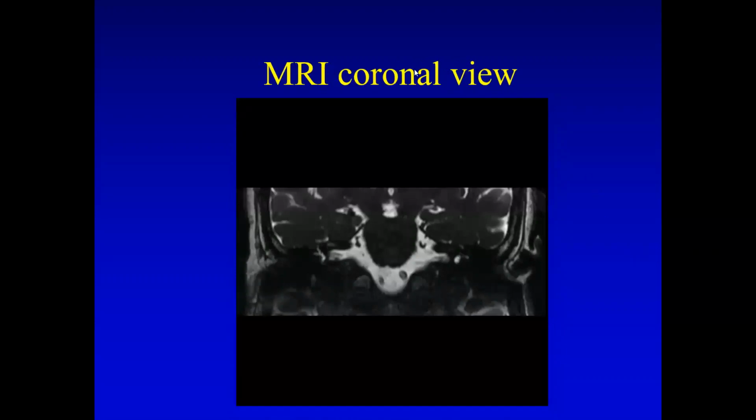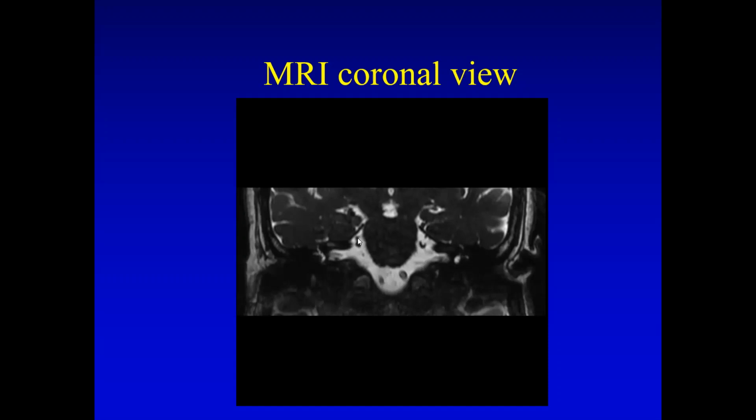This is called a coronal view. This is still a Fiesta sequence. In a coronal view, we're taking a vertical slice through the head. So the top of the head would be up here. Here's the right ear, and here's the left ear, and here's the bottom of the brain right here. And we can see this is the trigeminal nerve on the right, and here's the trigeminal nerve on the left.